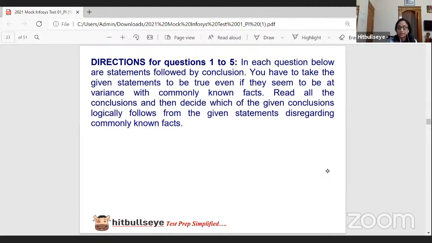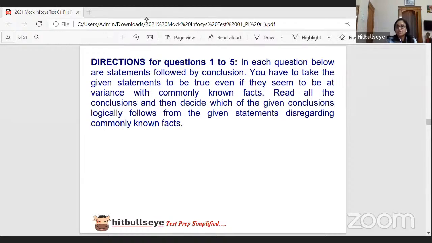So let's go back to that presentation where you have the questions. Please quickly read the information, and you will see what I was explaining to you in the theory is actually written here in short. Please tell me when you are done reading it. Okay, so it says that in each question below are statements followed by conclusions. So that's what I said. Some information given to you, some conclusions to be made out of it.